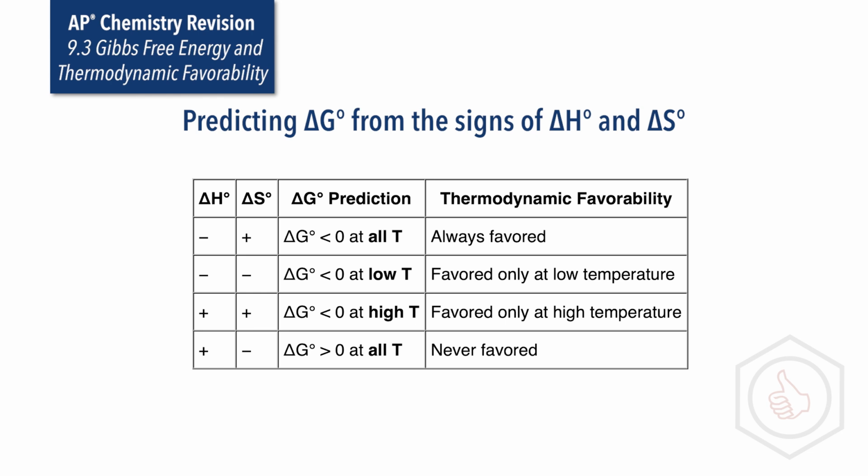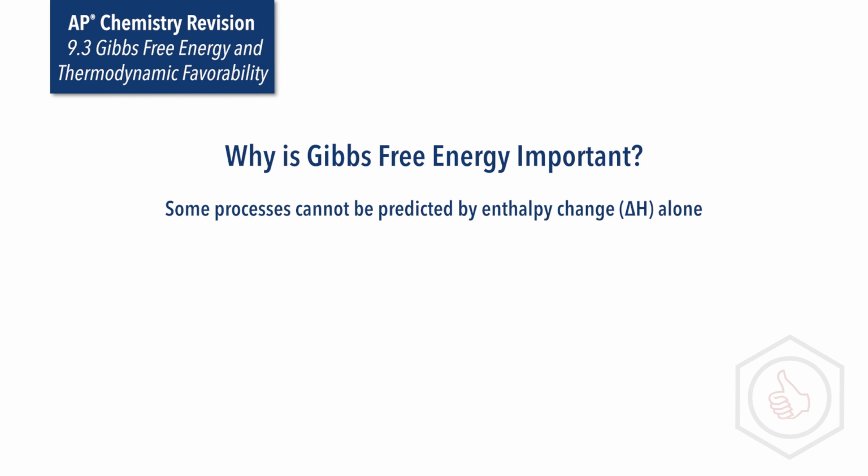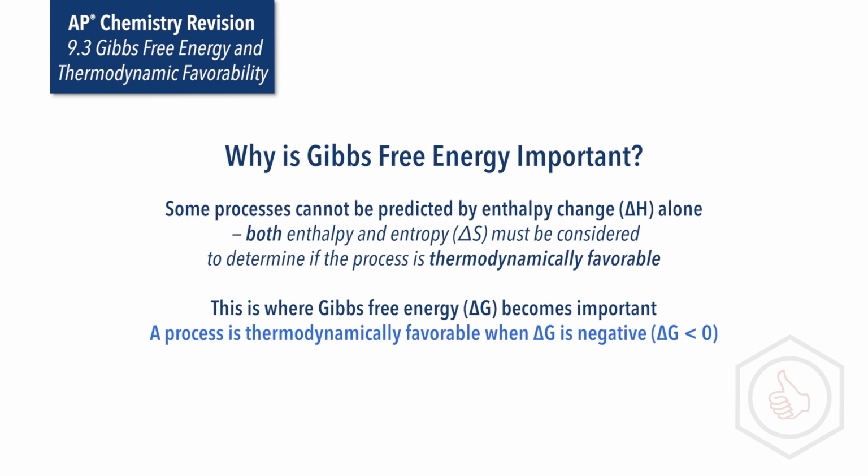Gibbs free energy change is really important because some processes can't be predicted by enthalpy change alone. Both the enthalpy and entropy change must be considered to determine if the process is thermodynamically favorable, and this is where Gibbs free energy change becomes so important. A process is considered to be thermodynamically favorable when delta G is negative. This means the process can occur without any overall external input of energy. Note that sometimes the words spontaneous and feasible are used to describe this as well.